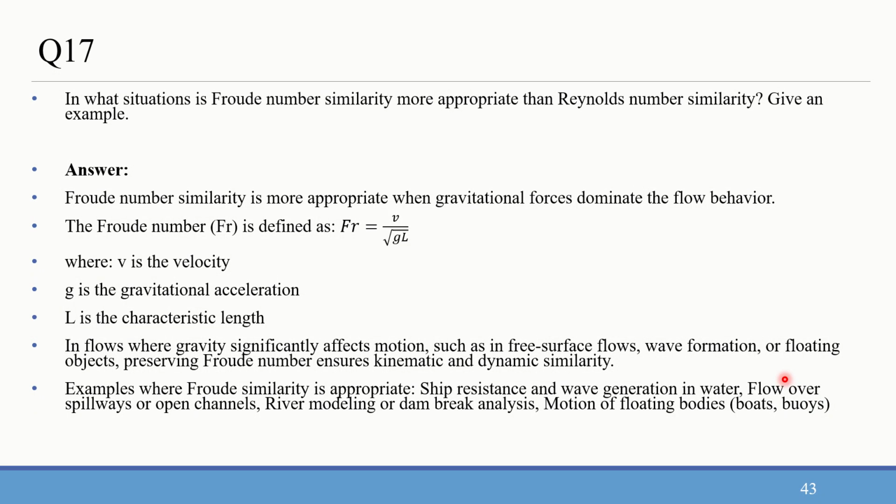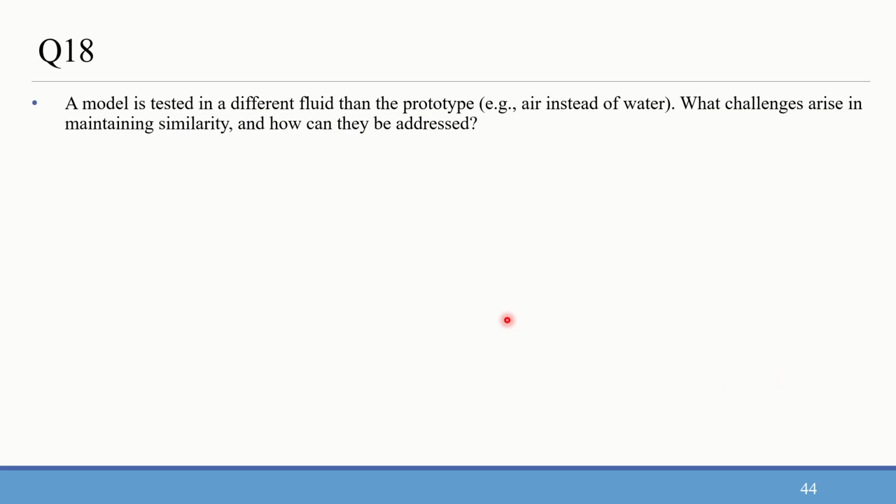So coming to the last question for today's session: a model is tested in a different fluid than the prototype, for example air instead of water. What challenges arise in maintaining similarity and how can they be addressed? Whenever we are using a different fluid in the model and the prototype, there are some issues which will occur, and the question is what are some general challenges and how can we address them?